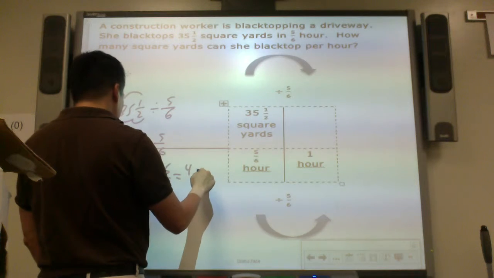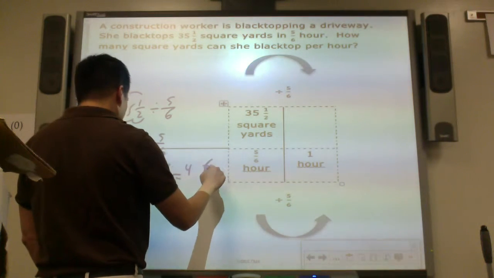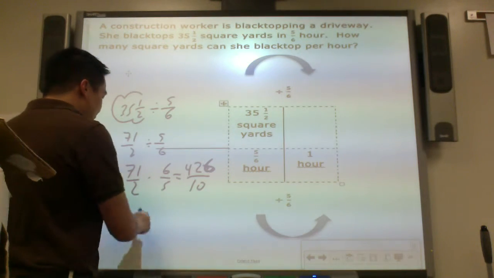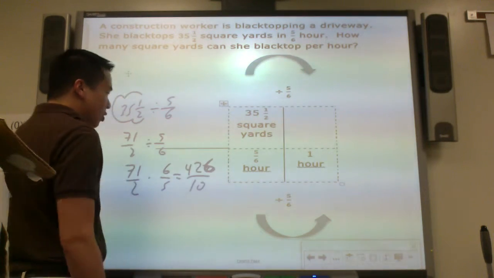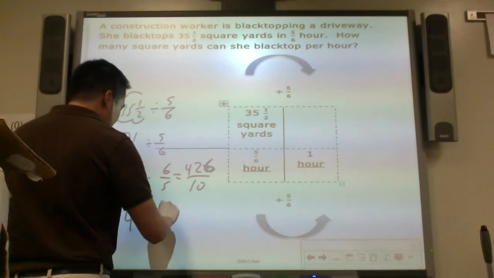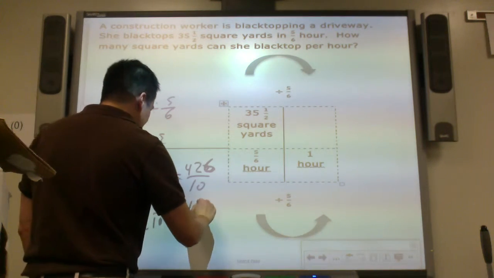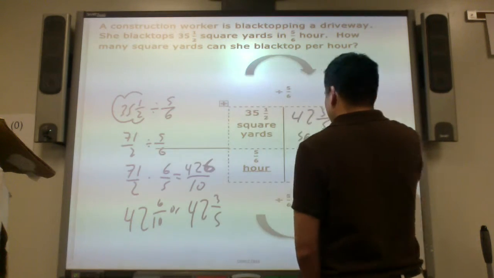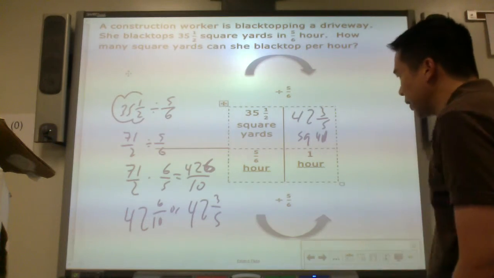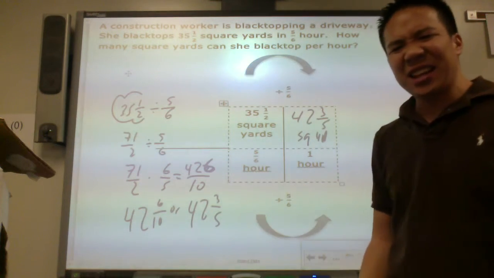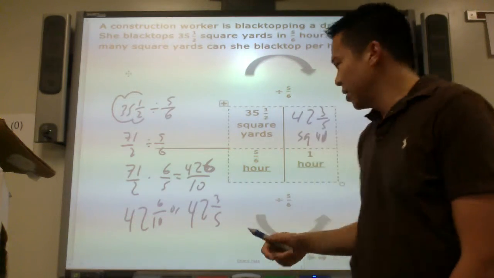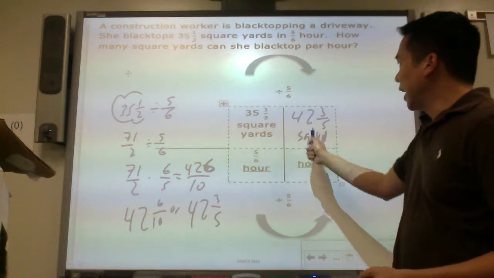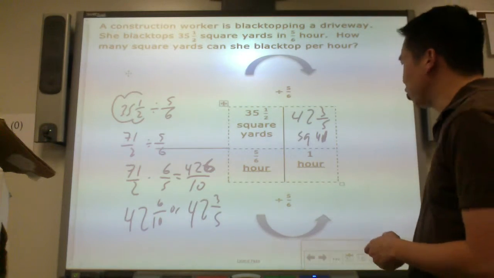That would be 426 over 10. 71 times 6 is 426. 2 times 5 is 10. How many groups of 10 go into 426? 42 groups. The remainder is 6/10. That can be simplified to 42 and 3/5. So at 5/6 of an hour, that's about 50-something minutes. If she does it for 1 hour, you're building up, then she will be doing 42 and 3/5 square yards.